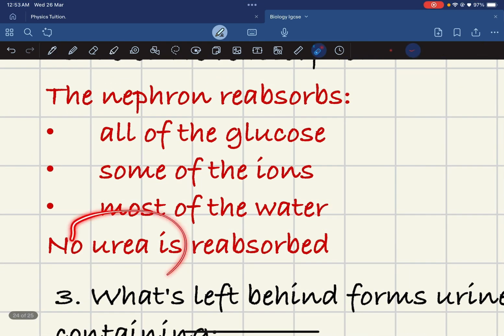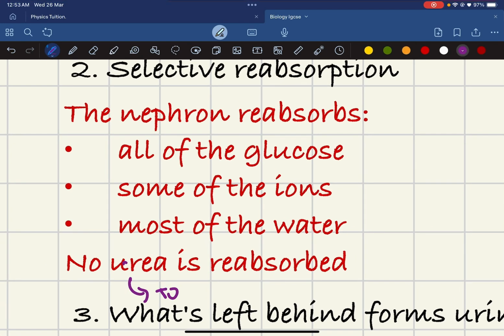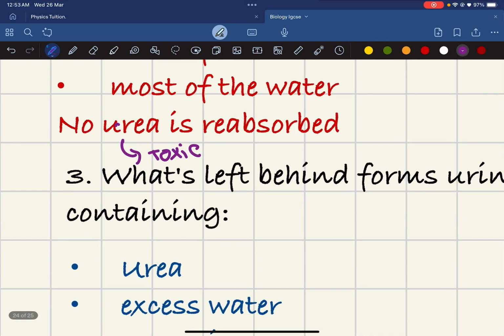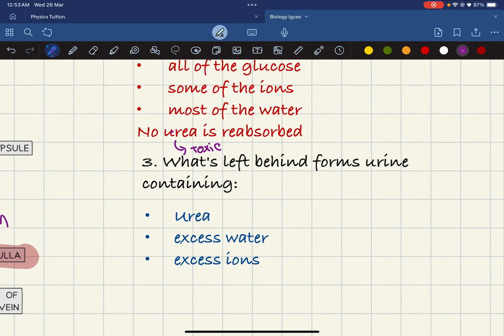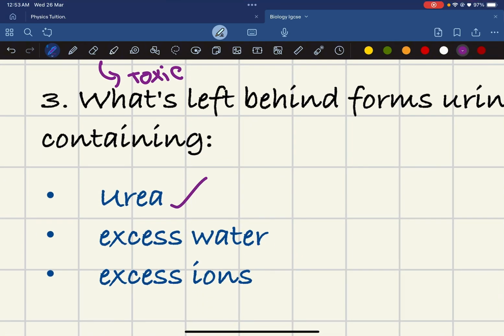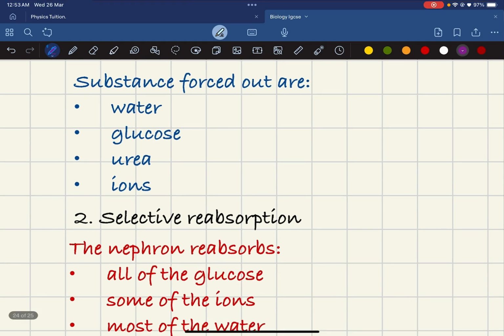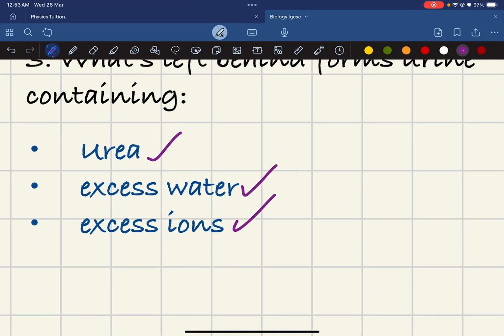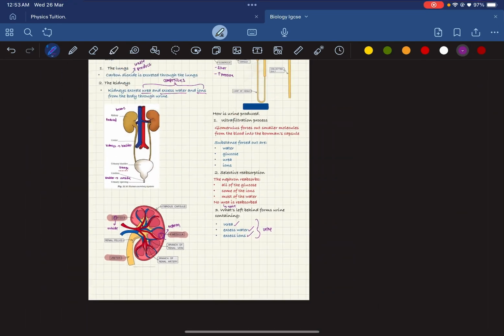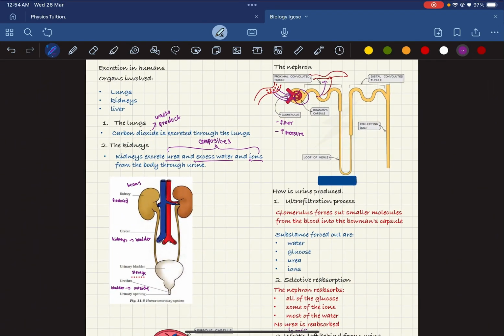And one thing to remember is that no urea is reabsorbed. Why? Because urea is really toxic. So our body does not need urea at all. So it has to stay in the Bowman's capsule, okay? Now what's left behind is basically urea, excess water, and ions, okay? We don't have glucose anymore because our body took all of the glucose back, okay? So now we have excess water, excess ions, and urea. Now this is all going to form urine, and this is now ready to be excreted out, okay? So this is the purpose of the nephron.